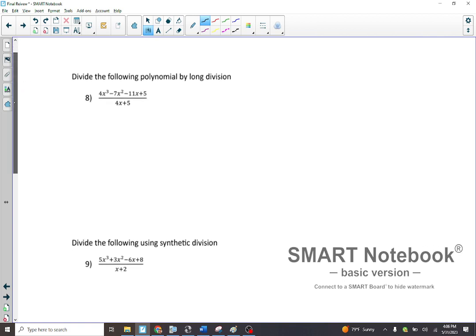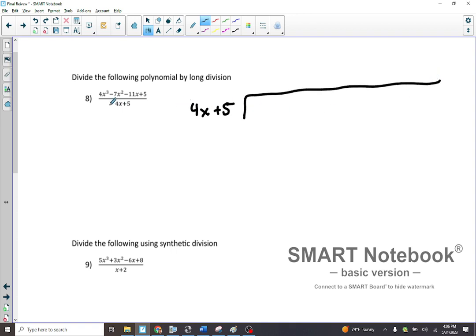All right, divide the following polynomial by long division. So for long division, you put the divisor on the outside, and then you put your full equation on the inside. Remember, if you have any gaps, you have to include them. In this case, it doesn't have that. So 4x cubed minus 7x squared minus 11x plus 5.